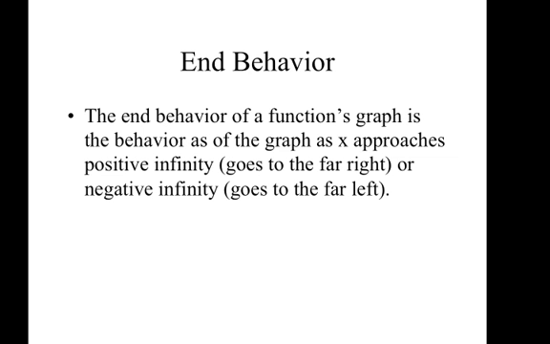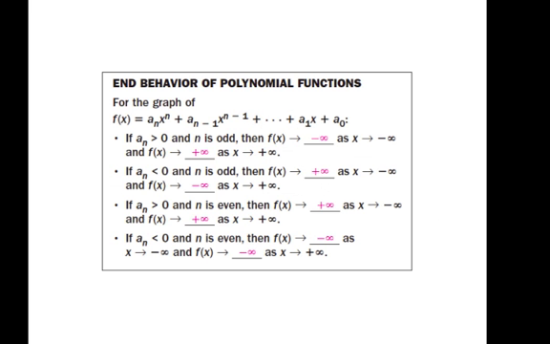Okay, end behavior. The end behavior of a function's graph is the behavior as x approaches positive infinity, the graph goes far to the right, or negative infinity, the graph goes far to the left. And you need to write this little chart down. You're going to have to know this, and it will make more sense in a second whenever we look at some pictures. So the end behavior of polynomial functions all depends on the leading term, a_n times x to the n.